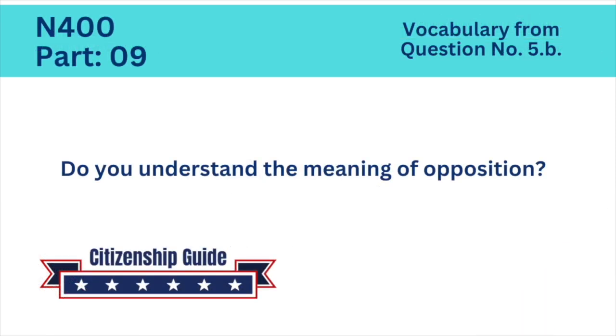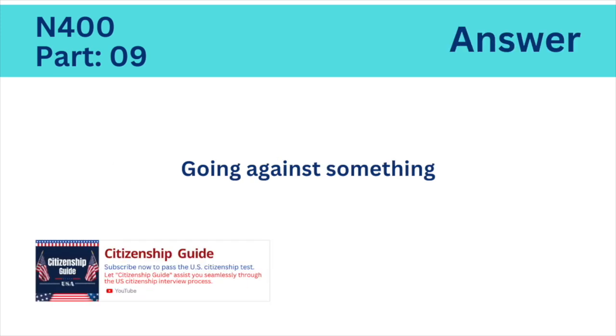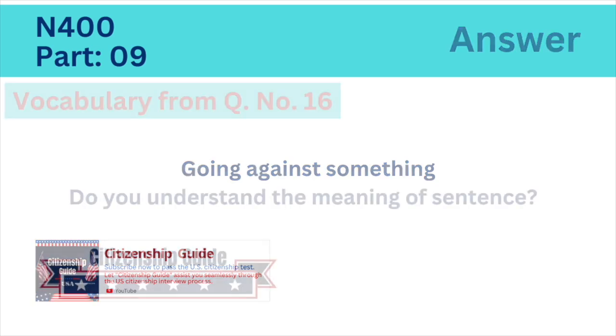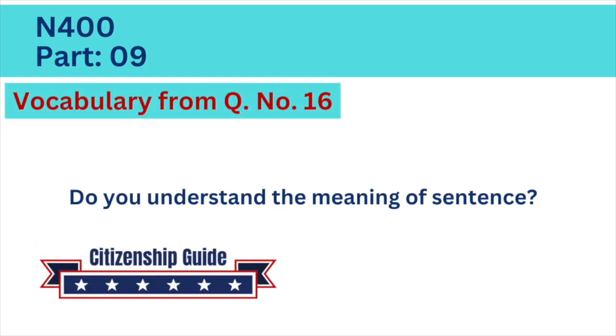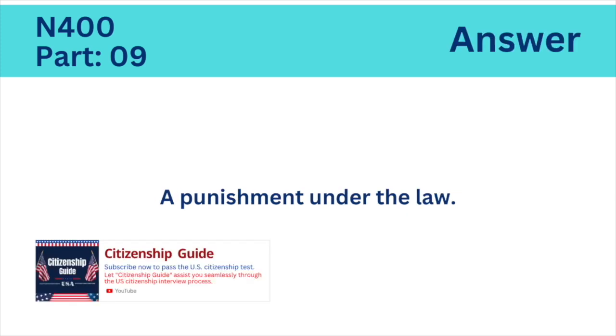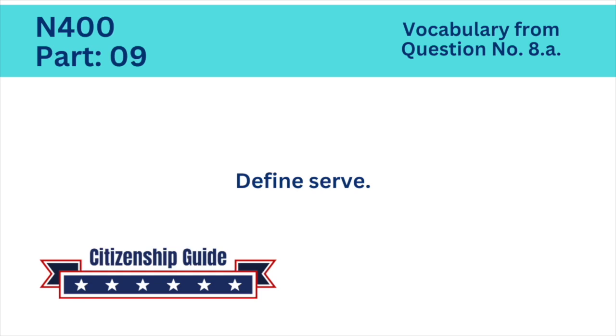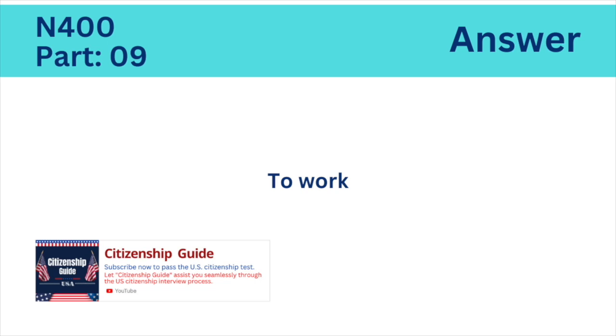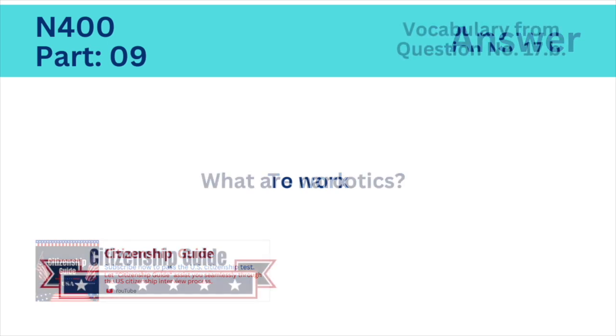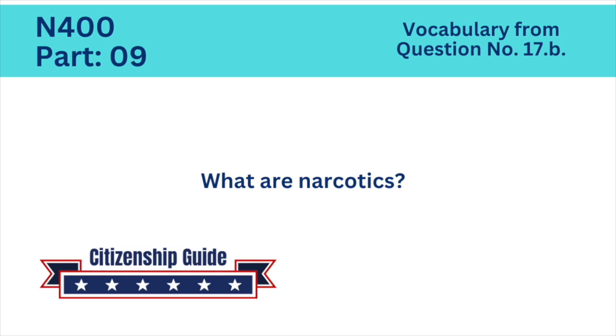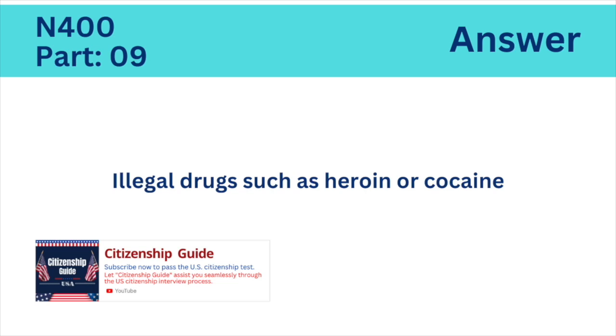Do you understand the meaning of opposition? Going against something. Do you understand the meaning of sentence? A punishment under the law. Define serve. To work. What are narcotics? Illegal drugs, such as heroin or cocaine.